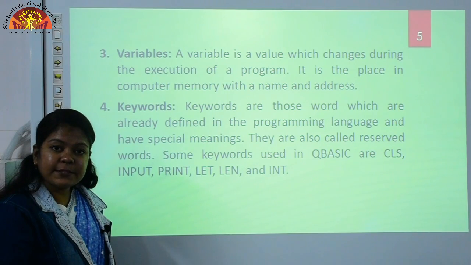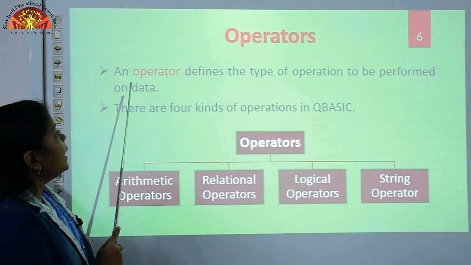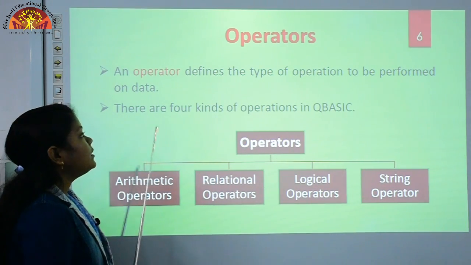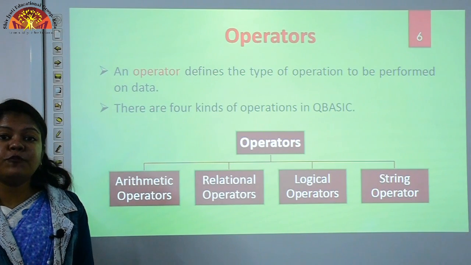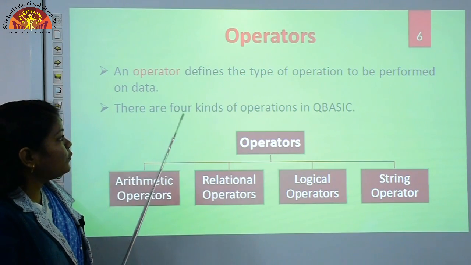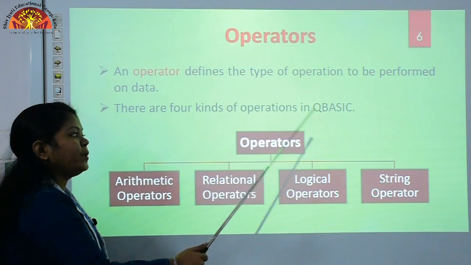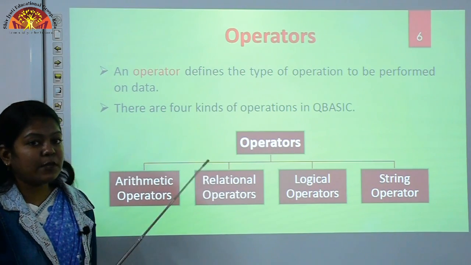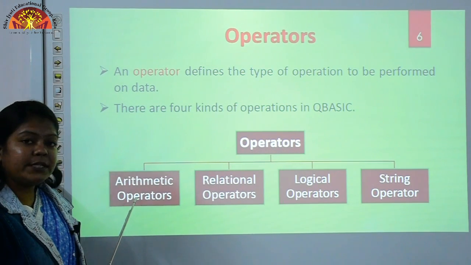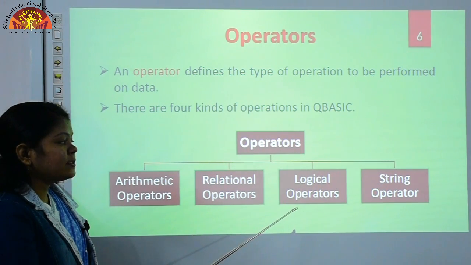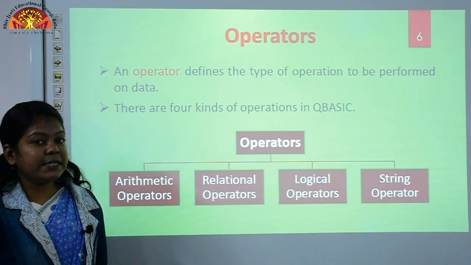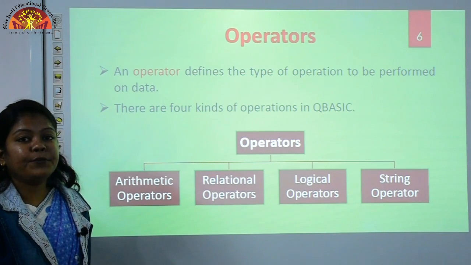Now we will move to our next topic, which is operators. An operator defines the type of operation to be performed on data. So the operator tells you which type of operation we can perform on the data. There are 4 kinds of operators in QBasic: first arithmetic operators, next relational operators, next logical operators, and last the string operator. Now we will discuss each of these operators one by one.